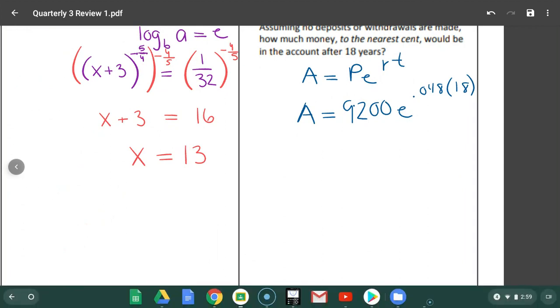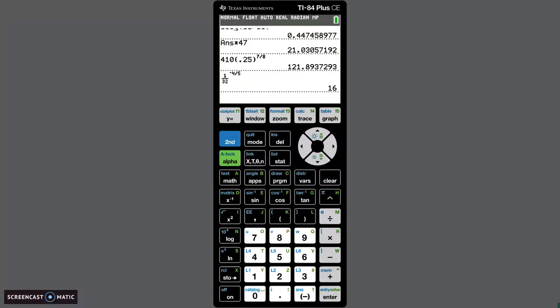I'm just going to plug that right into the calculator. 9,200 E raised to the 0.048 times 18. Okay, so we're looking at 21,828 and 22 cents. So that's just a little overview of everything from Review 1. Check out the video for Review 2, and then keep in mind that our quarterly is going to be due at the end of this week.